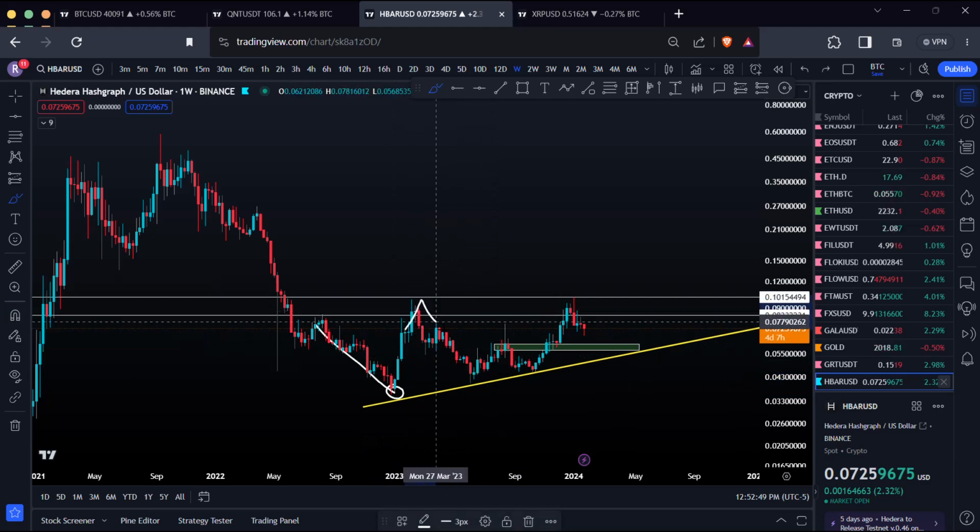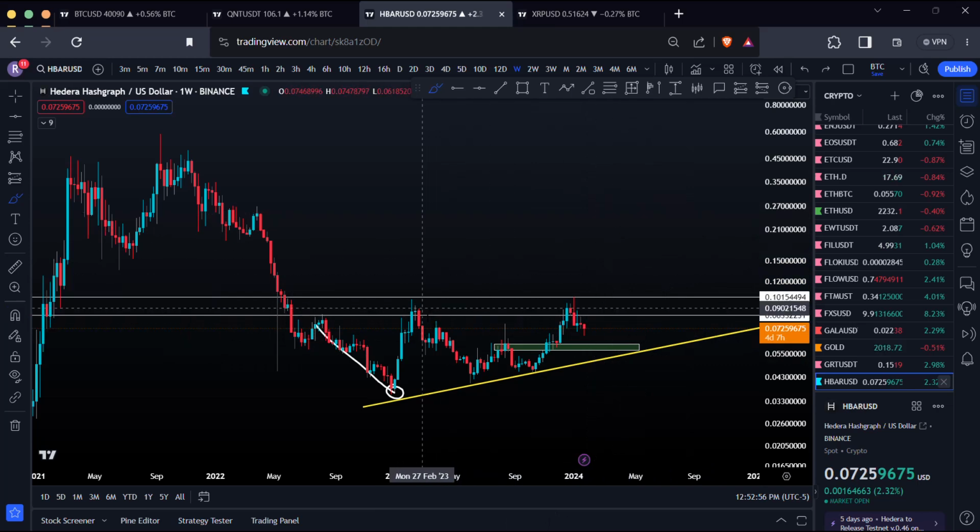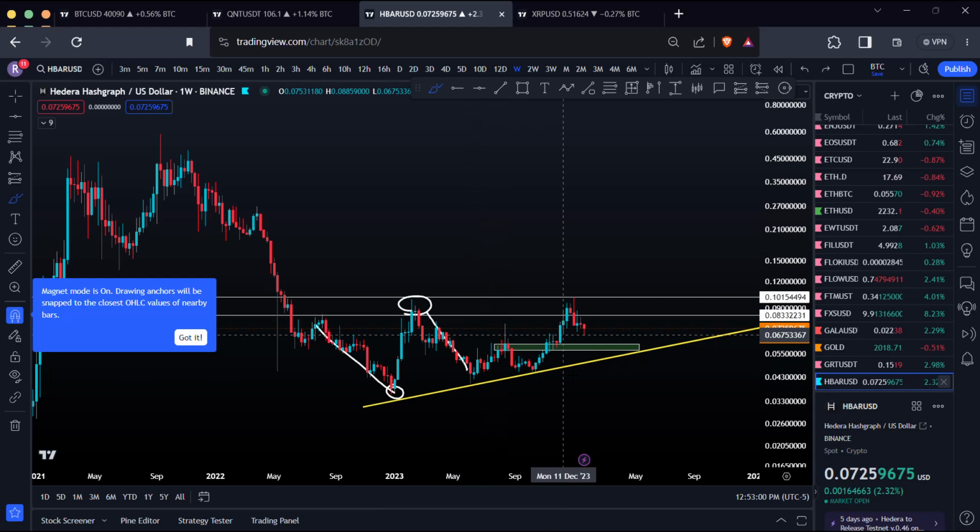This was not a breakout. This was a fake out. A breakout is when you break resistance, use it as support, and then have a continuation to the upside. Anyone that bought at this level here, their profit was literally wiped out.